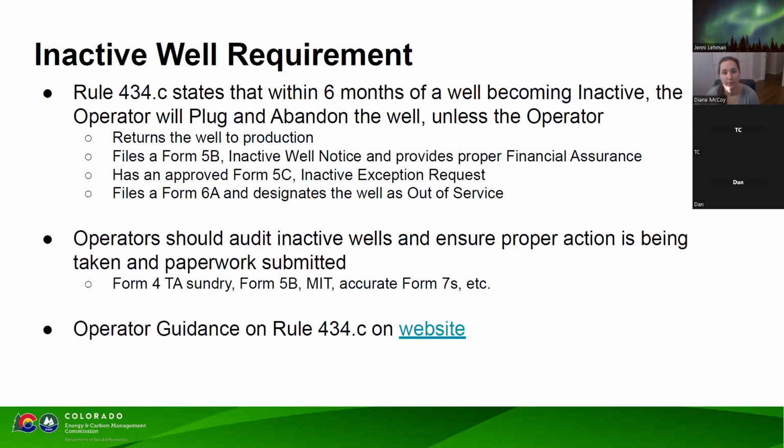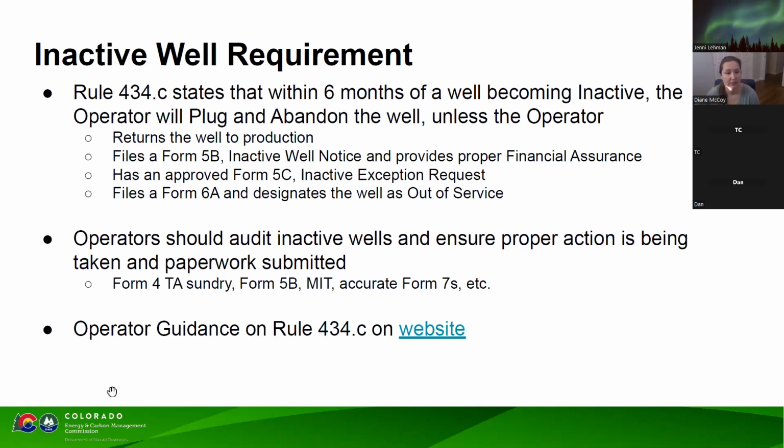So again, within 6 months of the well being designated as inactive, the well is to be plugged and abandoned. If you do not want to plug and abandon that well, other action must be taken, but it needs to be within that 6-month period. You can return the well to production. You can submit a Form 5B. You can submit a Form 6A and include that well. And these requirements apply to all inactive oil and gas wells. So again, just trying to highlight that suspended operation and waiting on completion wells also can fall into this category and would require action within that 6-month period.